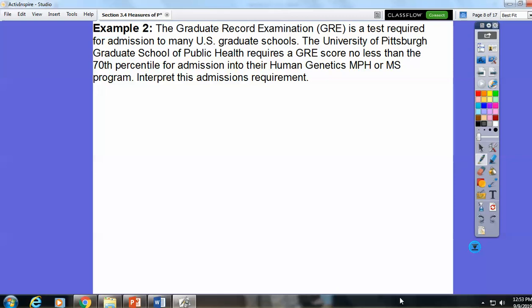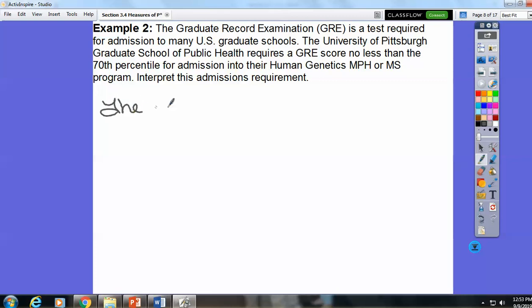It's like if you're at 70 or below, you can't. Right, based on other people. Right. So it's not saying you have to get 70% of the questions right. It's saying they are going to compare your scores to everyone else. So the 70th percentile means that 70% of the scores are that or below. You have to be above that. So you have to have a score in the top 30%, is essentially what this is saying.